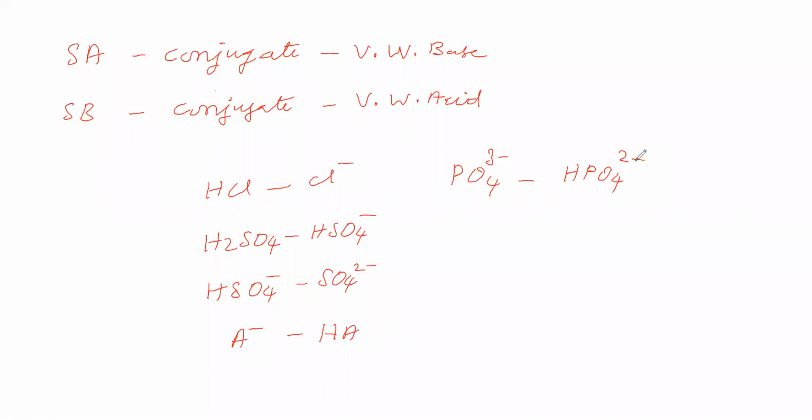So we got 2 points. One is a strong acid which has a conjugate that is a very weak base. A strong base has a conjugate that is a very weak acid. Next we will see weak acids, how the weak acids will behave.